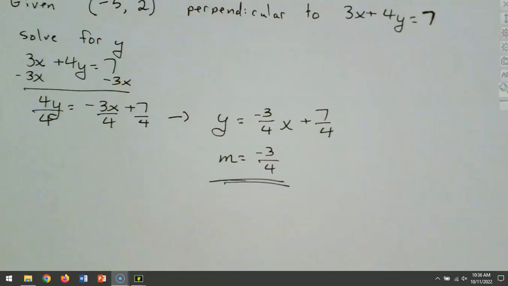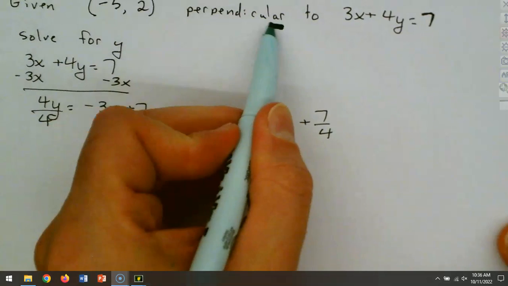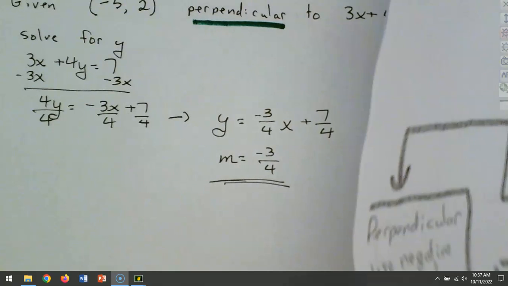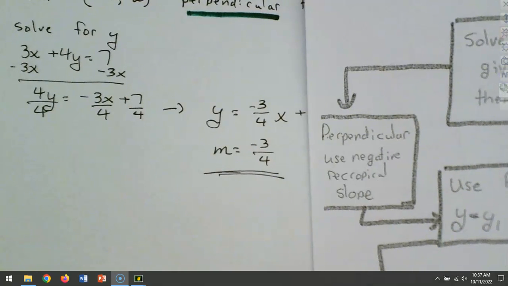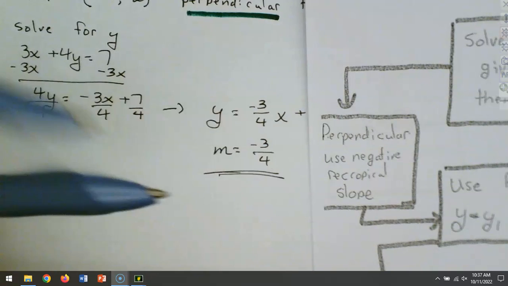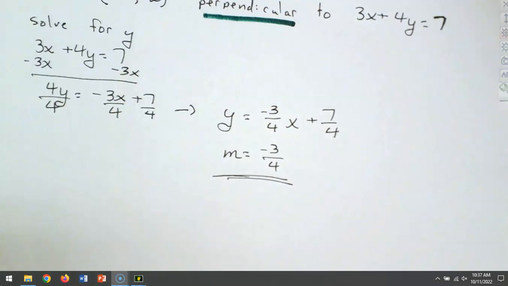Now, is this the slope that I'm going to be using? No. Why not? Because it says what? Perpendicular. If it would have said parallel, we would be done. We could go to the next step. This one has more to it. We want to go down the perpendicular side. So we need to use the negative reciprocal slope.